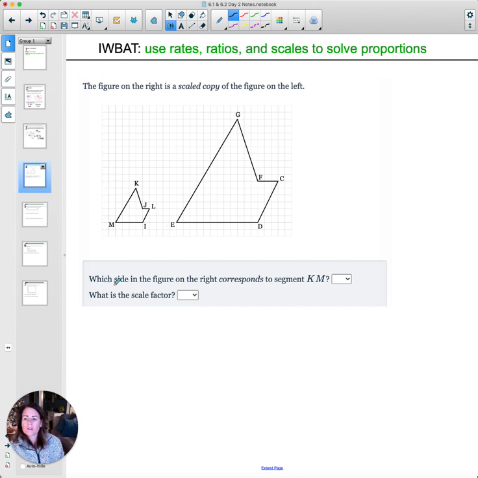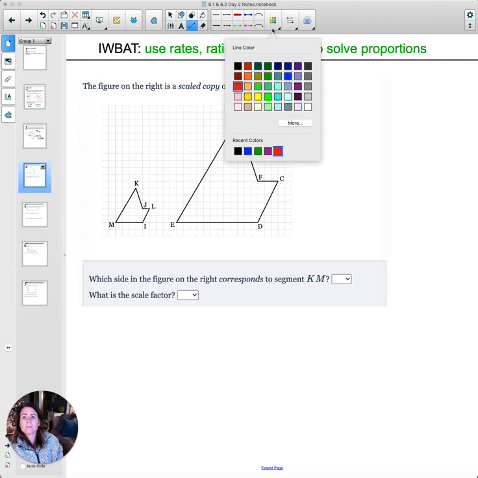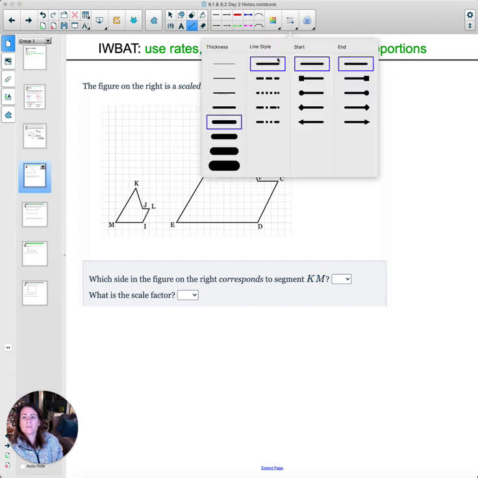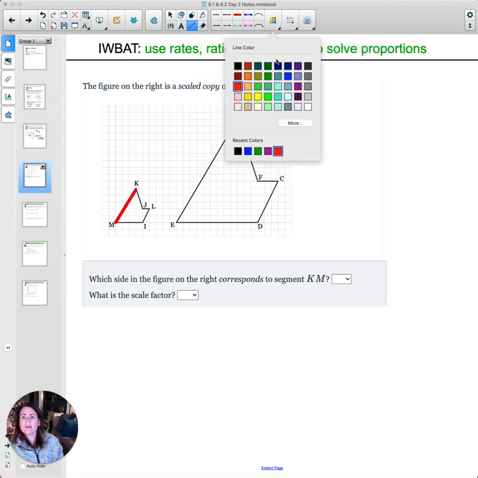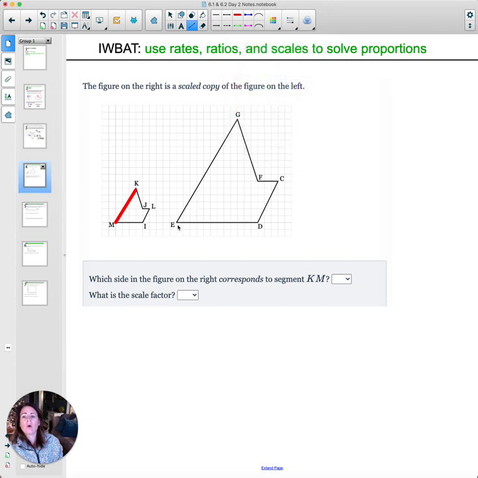When we're looking for the scale, which side in the figure on the right corresponds to KM? Which one is similar to KM? So let's take a look at KM. So here's KM. Which side in this other figure corresponds to KM, or is the same relative spot, just a different size? So this one. And that's side EG.